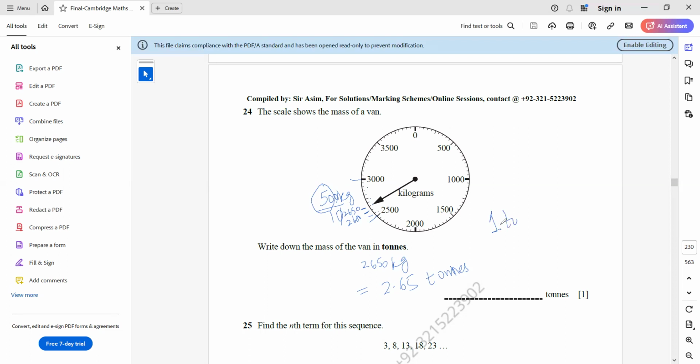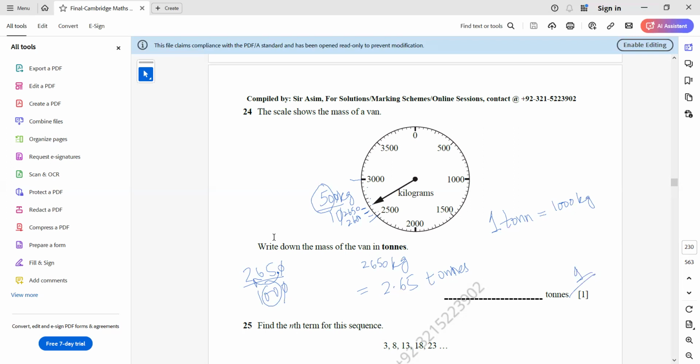Because 1 ton is equal to 1000 kilograms. So when you convert it into tons, you need to divide it by 1000. When you divide 2650 by 1000, the 0 gets cancelled out with this 0. And then two zeros, that means the decimal is going to be shifted 2 places to the left, 2.65. So this is how it is to be done. So 1 mark for this.